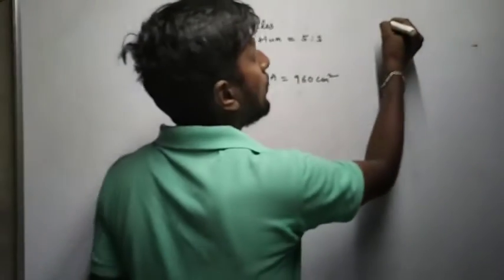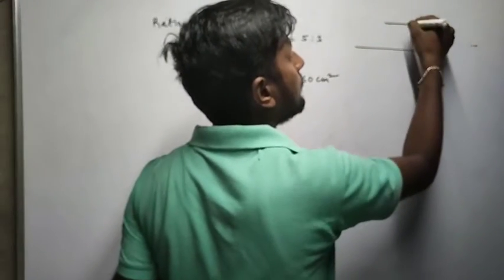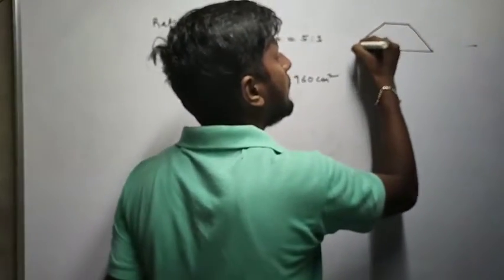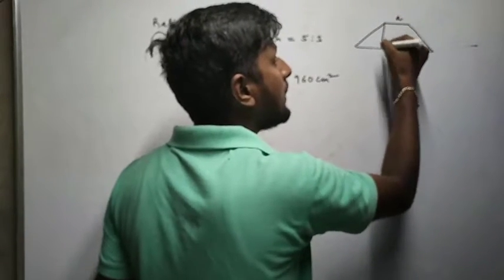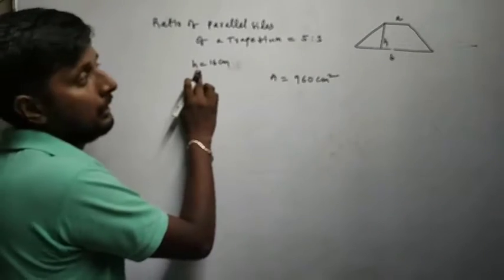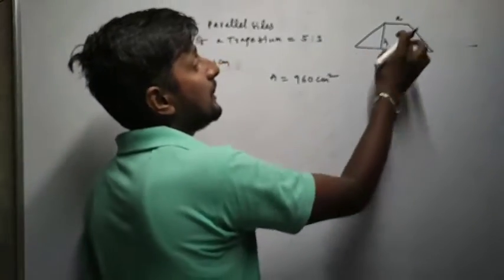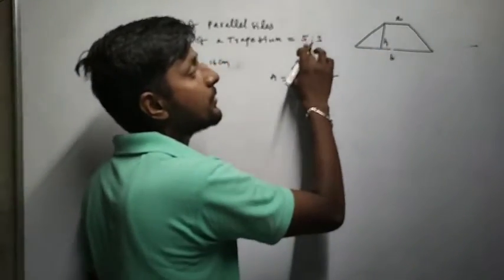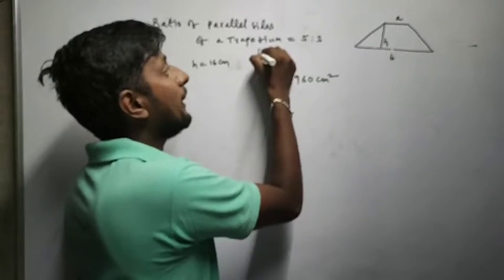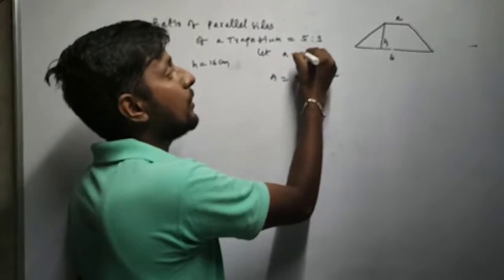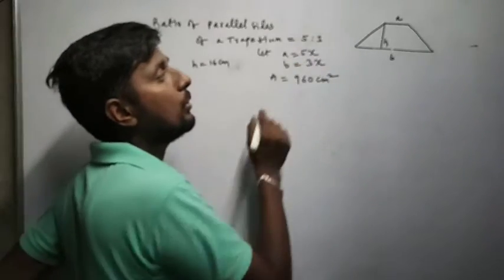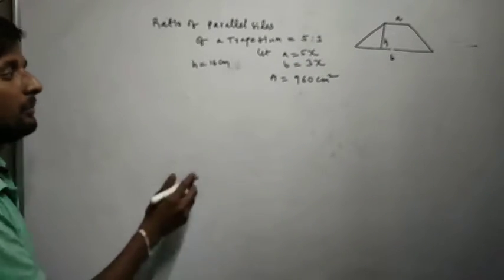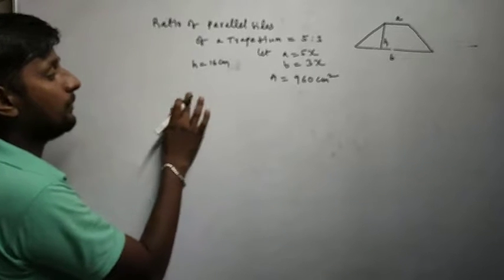Then if you draw a rough diagram, it is a trapezium. So it is A, B and the distance between them is the height. Now it is given that the sides ratio is 5:3. So I'll write A is equal to 5x, B is equal to 3x, because we don't know what the length is. Am I right?